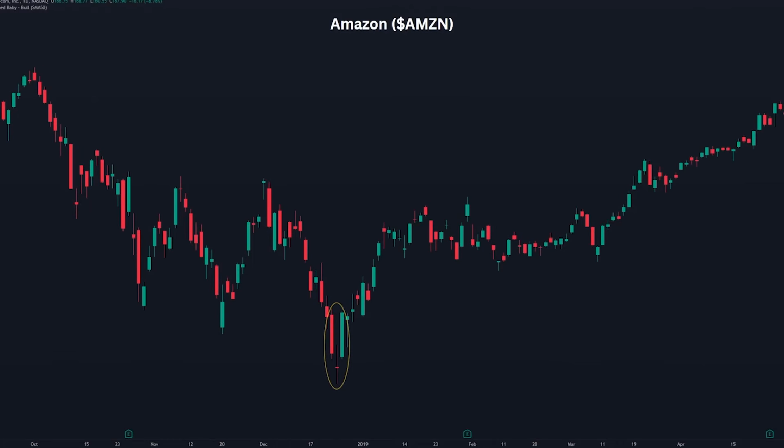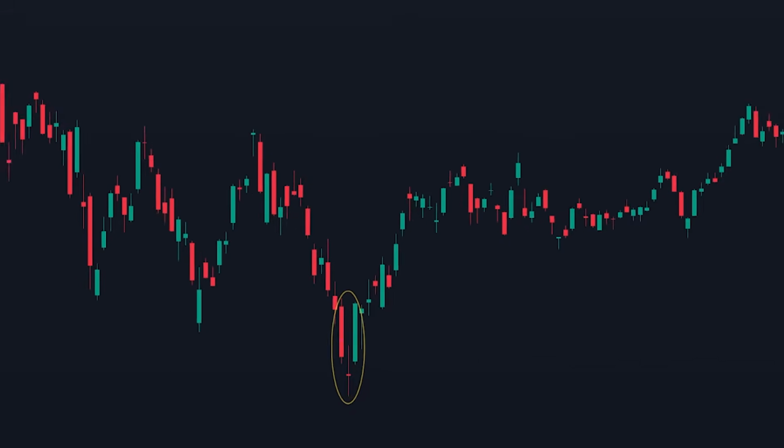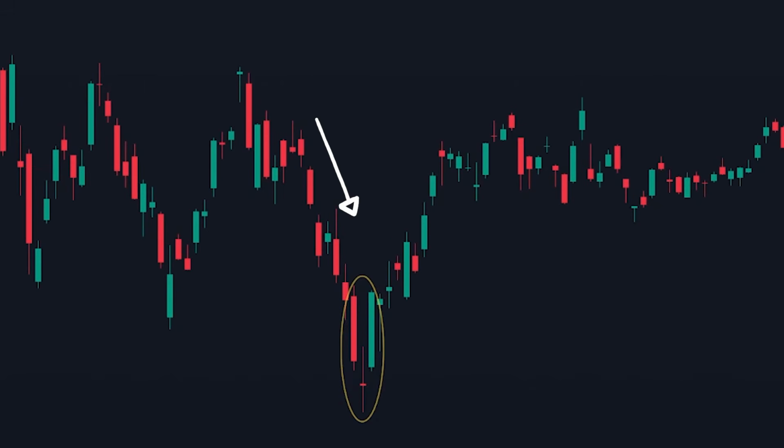You can see this dynamic in action by looking at Amazon's daily stock price in late 2018. The stock price was in a downtrend until the formation of the bullish abandoned baby pattern. Notice how after that, the stock reversed the trend and started going up. The pattern marked the end of the downtrend in Amazon stock price.